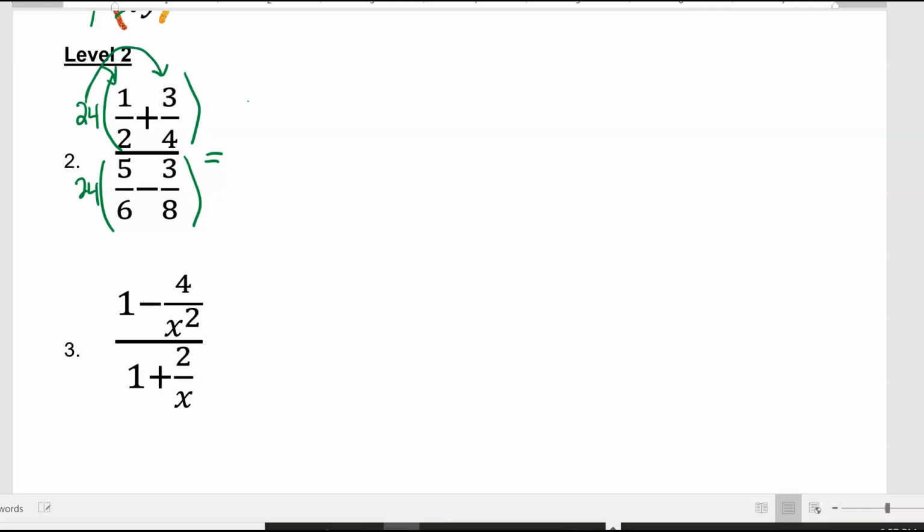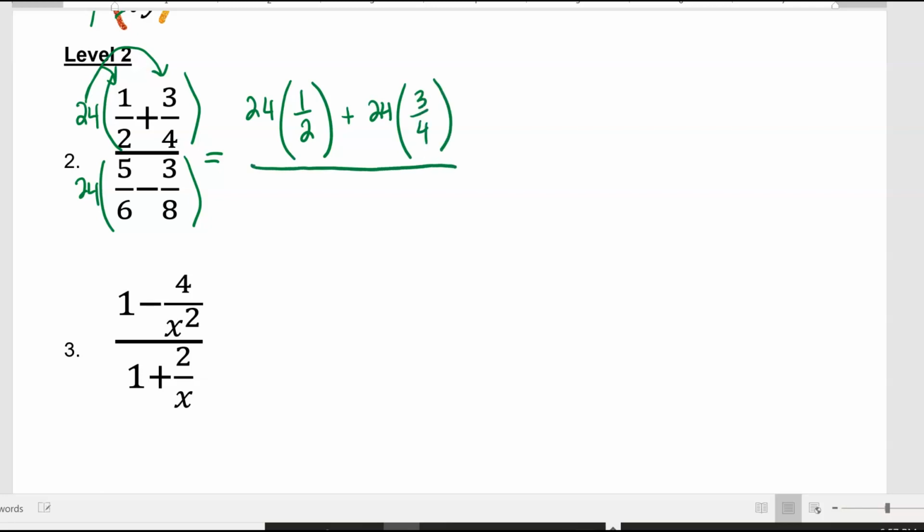So I'm going to rewrite this as 24 times 1/2 because we're multiplying 24 times everything up here. So that means I have to multiply 24 times 3/4, 24 times 5 over 6 minus 24 times 3/8. Now what we're going to do is simplify each fraction individually. So to do that, for example, again, this 24 is like over 1.